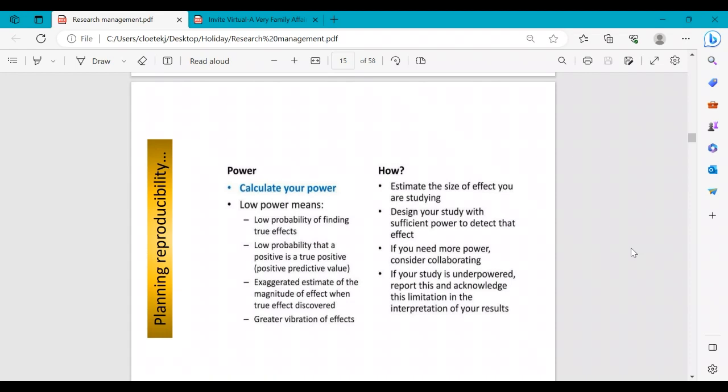Estimate the size of effect that you are studying. What is the effect size? This you can also talk to your statistician. They will be able to advise you more on this. Design your study with sufficient power. This we already discussed. And remember, if your study is underpowered, you can report and acknowledge this as a limitation in the interpretation of your results.